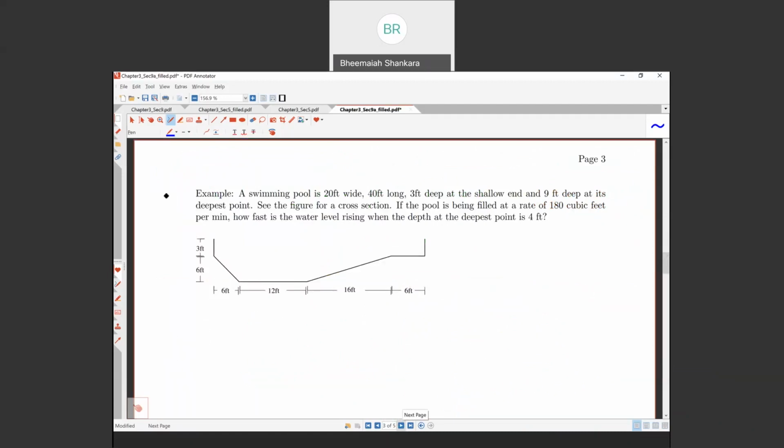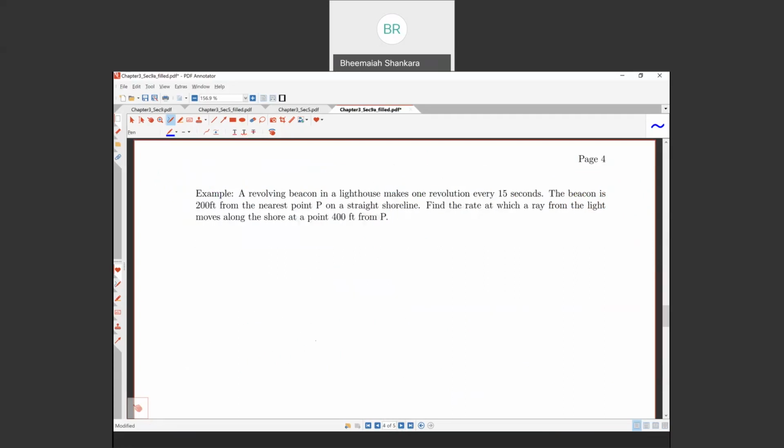This example will be your practice problem. Before you look at the solution on the blackboard, I want you to try this. We'll move on to the next one.